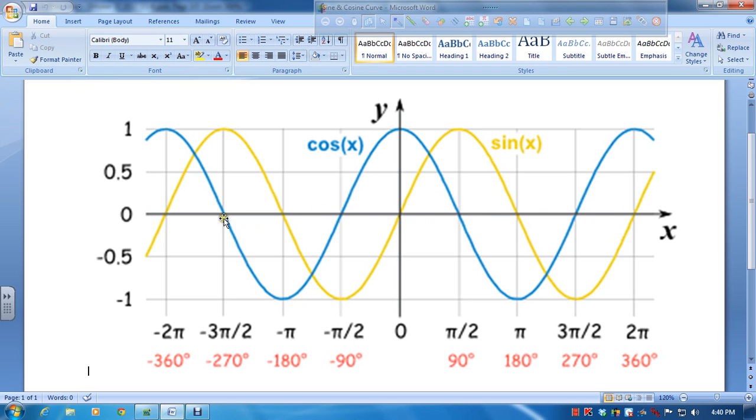The C value is always going to be the middle of your graph. Okay, so if C is 1, then you're going to take all this up, and now the middle of these graphs is going to be at 1. If C was -3, you would take these graphs and you would move them down 3 units, so the middle would be at -3. Okay.